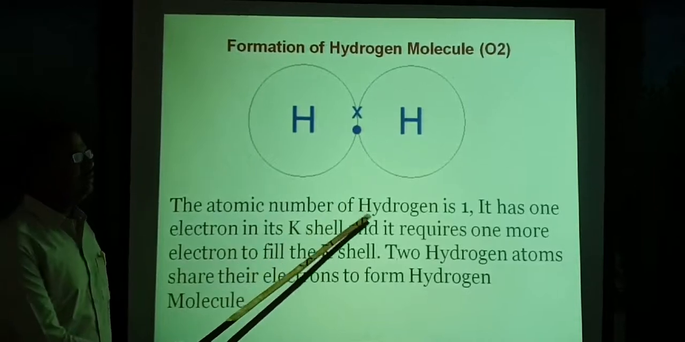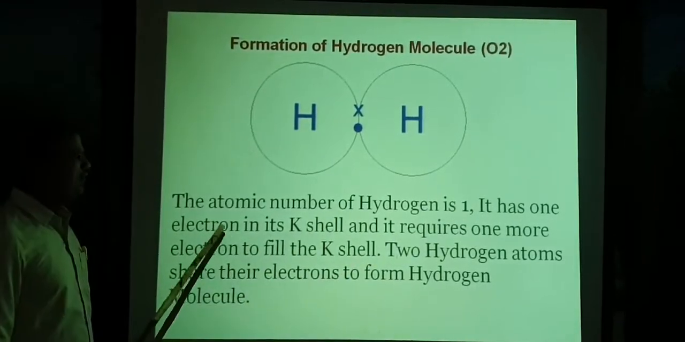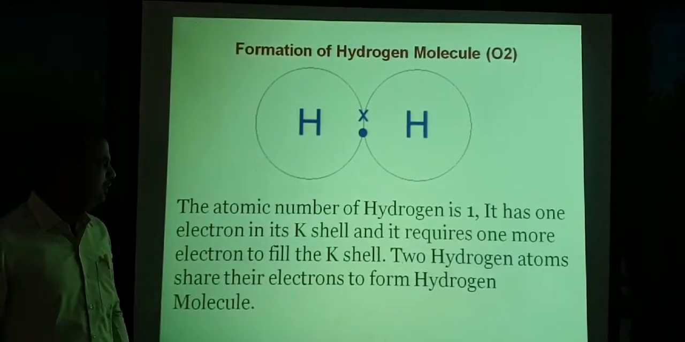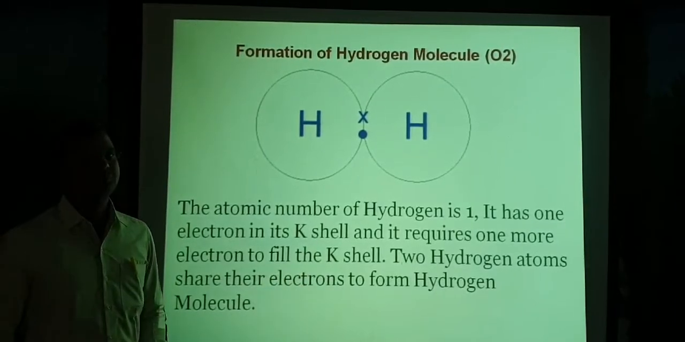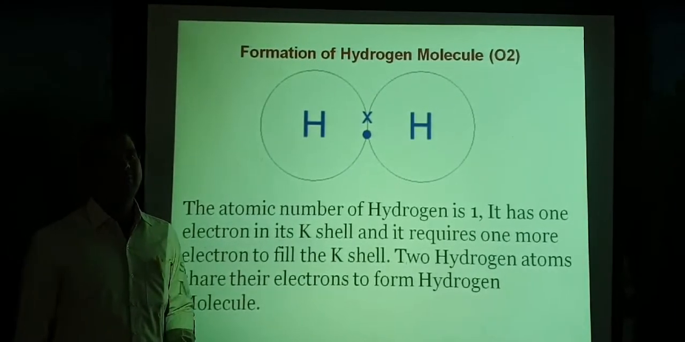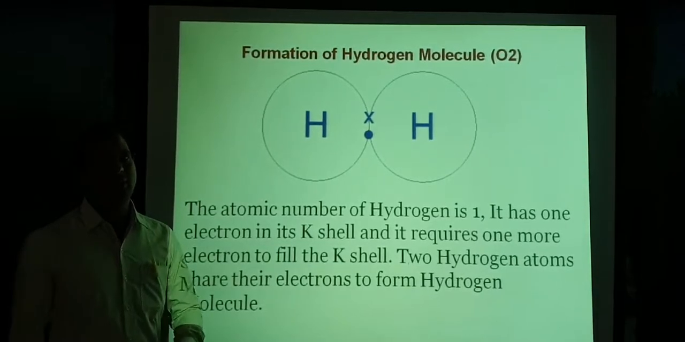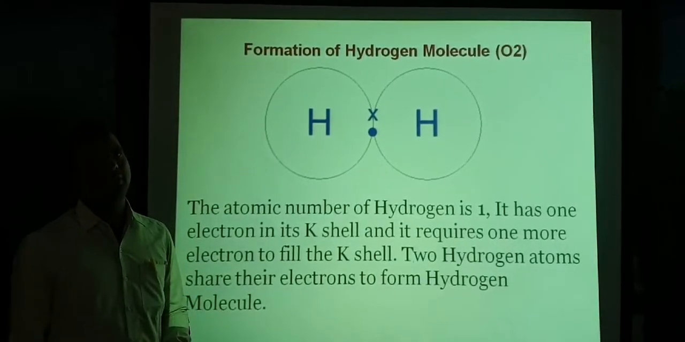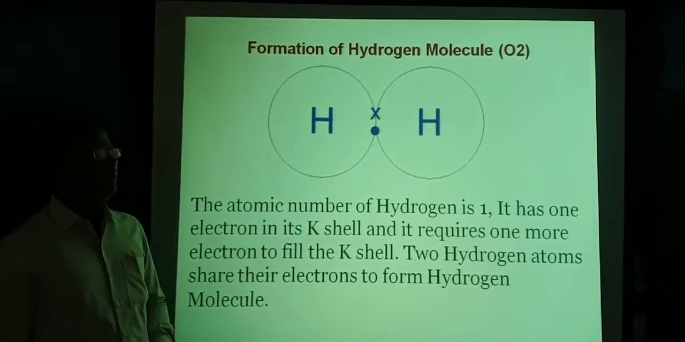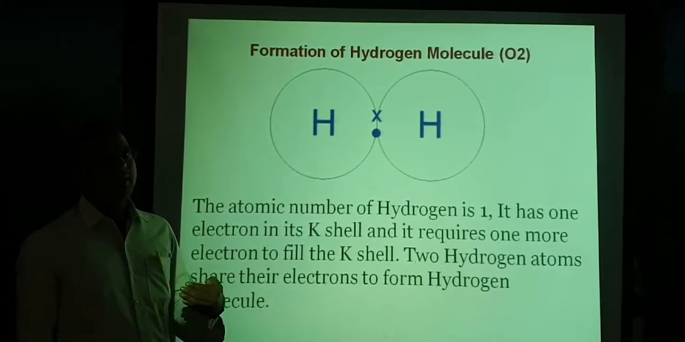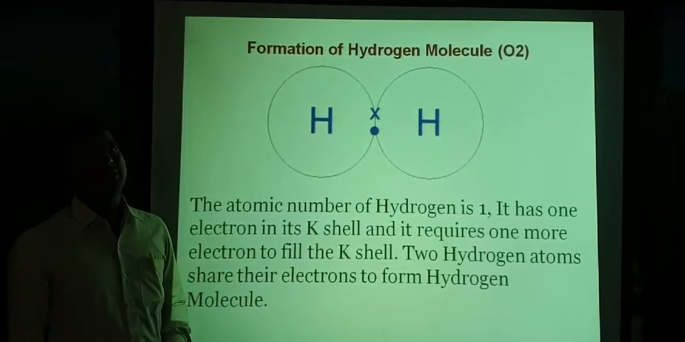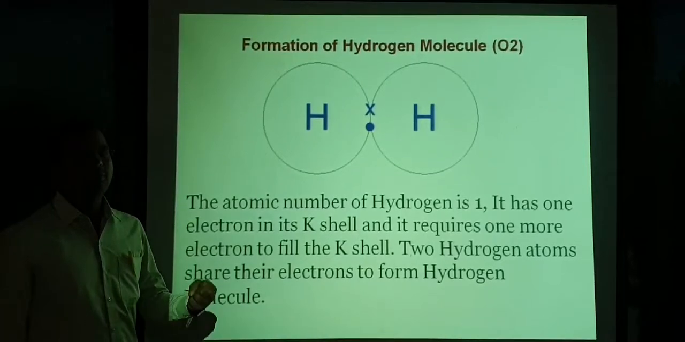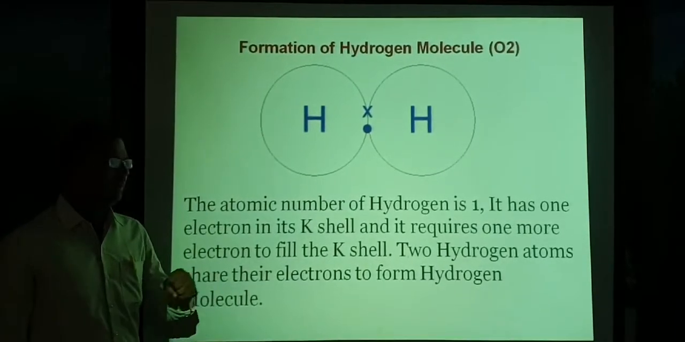The atomic number of hydrogen is 1. It has 1 electron in its K shell, and it requires one more electron to fill the K shell. As you know, every shell can accommodate a maximum number of electrons. For example, the K shell can accommodate 2 electrons, and in the same way L can accommodate 8, M 8. So each shell has its own number of electrons that it can accommodate.